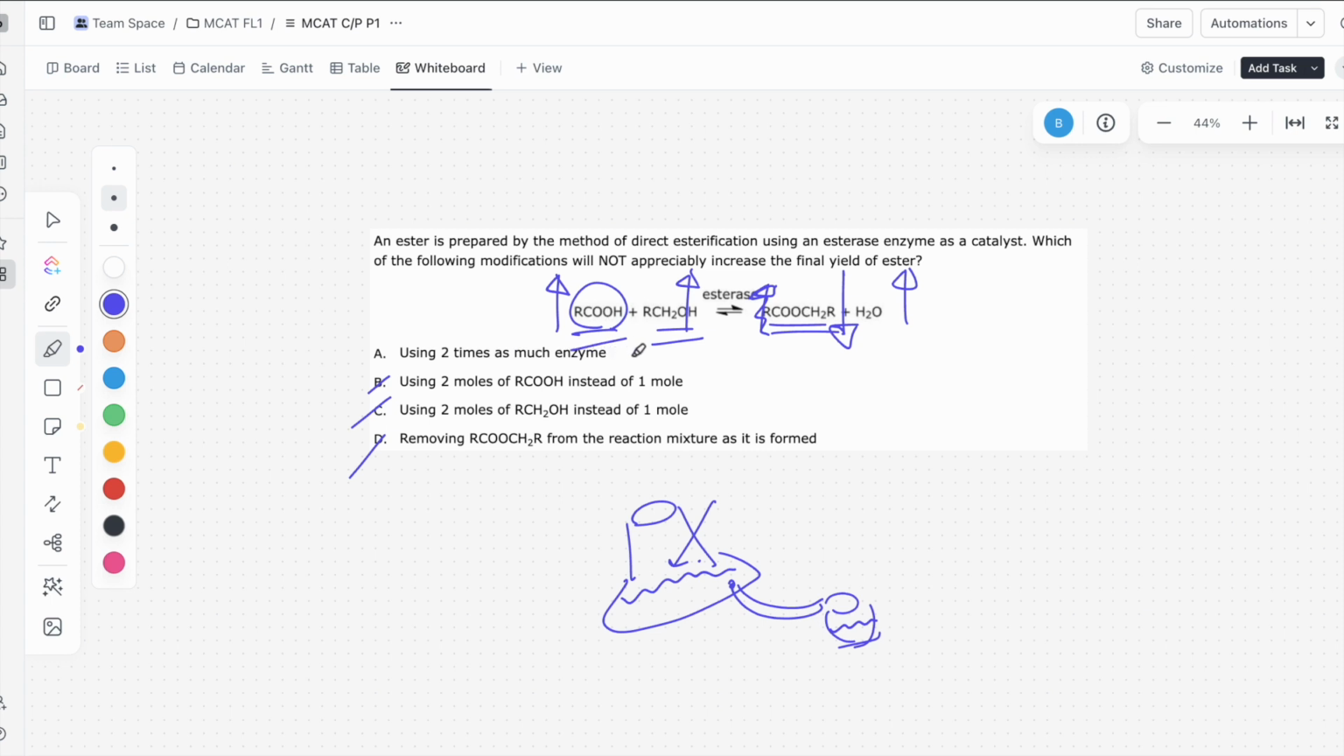Now, A, using 2 times as much enzyme. Sounds like it'd be a good idea, but it's not going to change how much of the final ester you make. Remember, enzymes are a kinetic tool. They don't change the thermodynamics of the reaction, and that means it's not going to change the equilibrium concentrations. An enzyme just makes the reaction happen faster. It doesn't make you produce more or less of the product or the reactant. So even if you use 2 times, 3 times, a million times more enzyme, it's not going to change the amount of ester you form in the end, meaning A has to be the correct answer, as it won't increase the final yield of the ester.